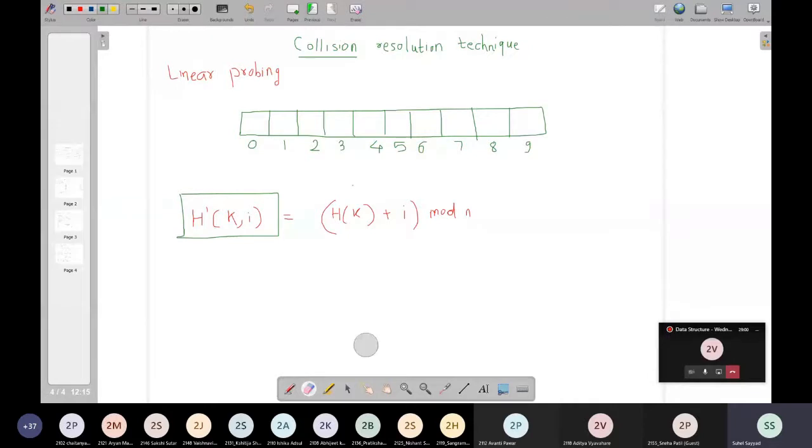Suppose your n given is 10 now. And the key values which you are trying to store are 15, 23, 25, 24, 16, 78. So these 6 key values we are trying to store now.